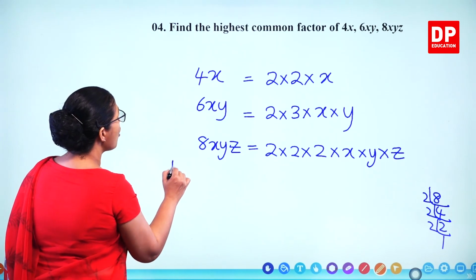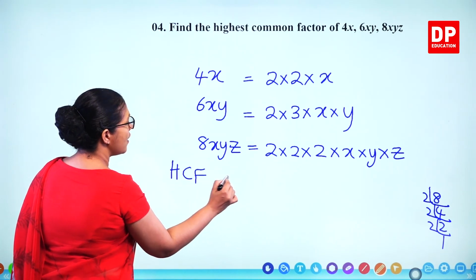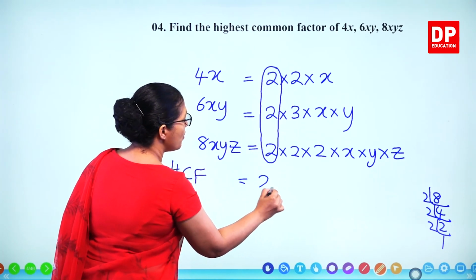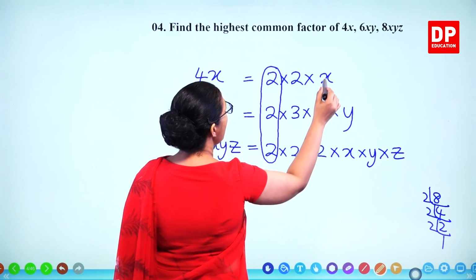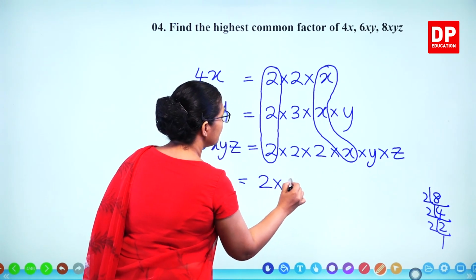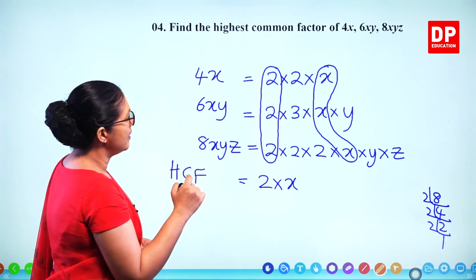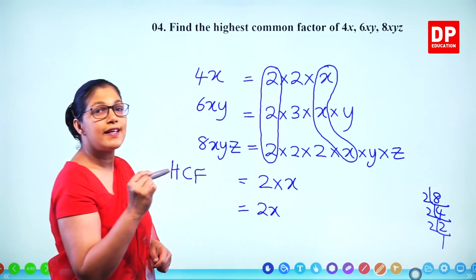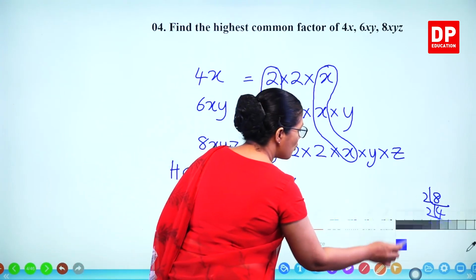Now, highest common factor, HCF. So that means you have to take the common ones. 2 is common. Then x is common. What else? That's all, 2 and x. So the highest common factor is 2x. 2 marks for that.